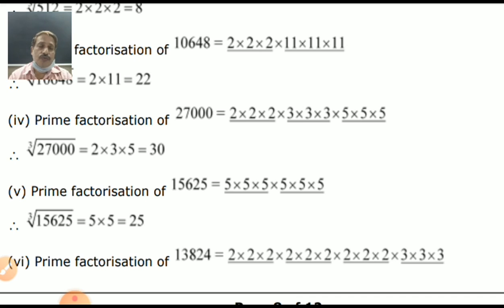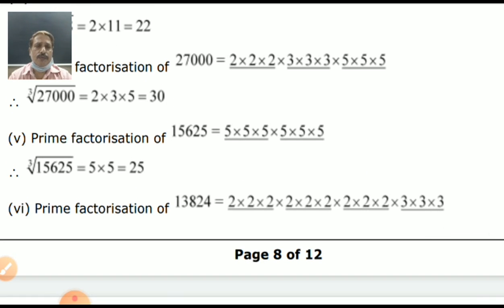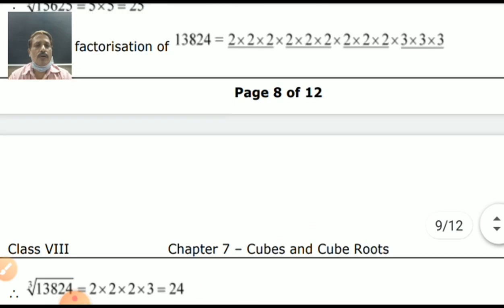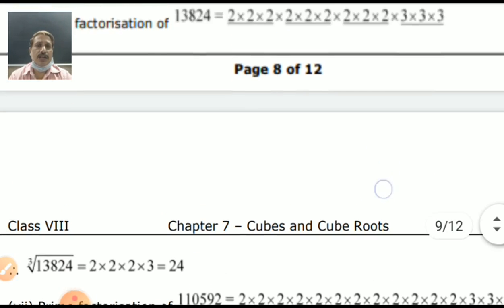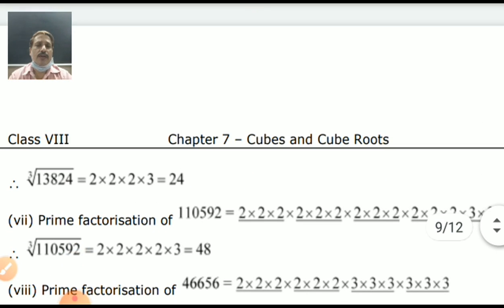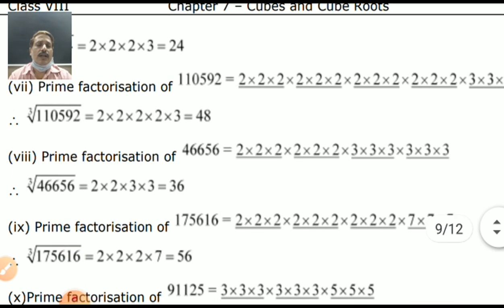15,625, which is also a perfect cube. The cube root of 15,625 is 25. 13,824. Students, here it is also a perfect cube. The cube root of 13,824 is 24. So by this method you can just see it and find out the answer. 7, yes. 8, yes. 9, yes. But with big numbers, don't be confused. Here, by the prime factorization method, you can find only prime numbers, nothing else.